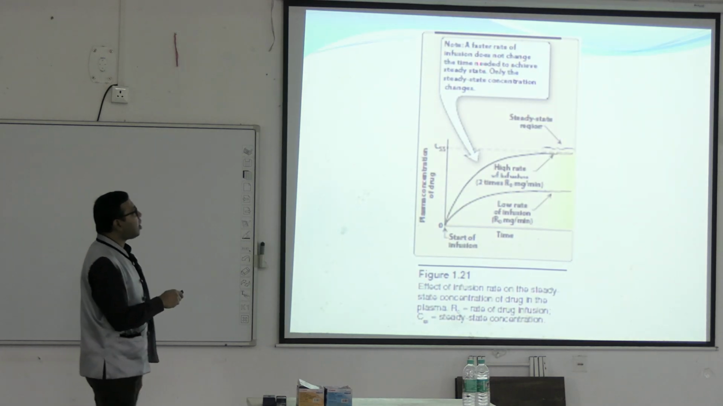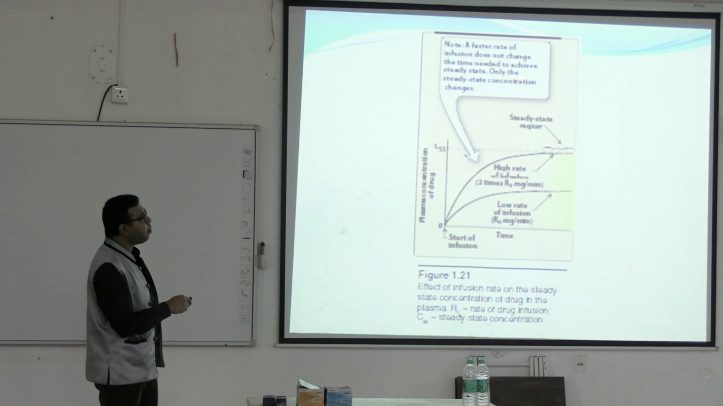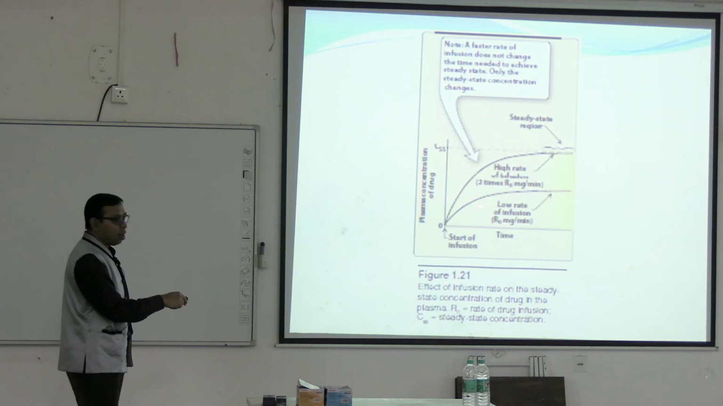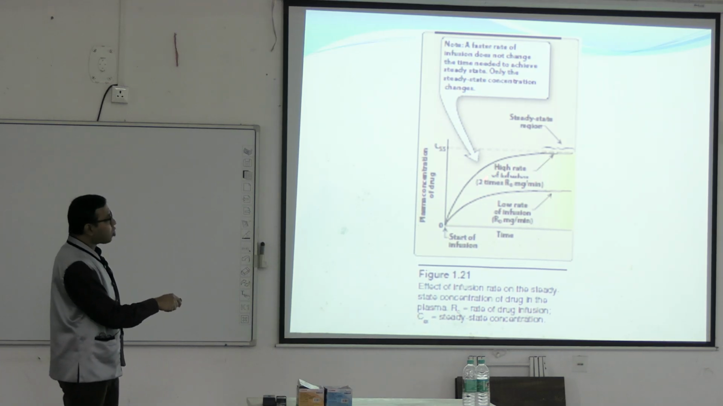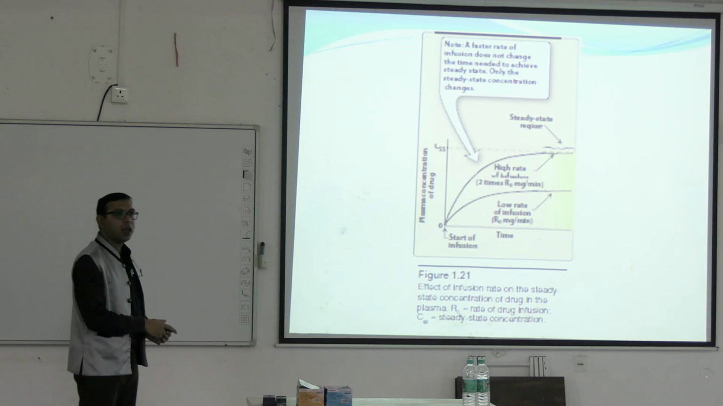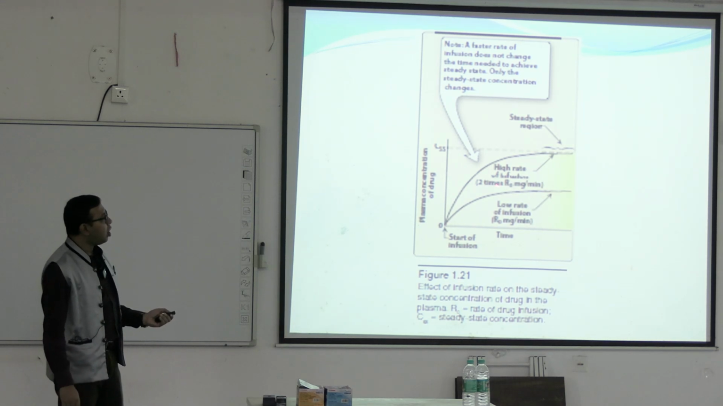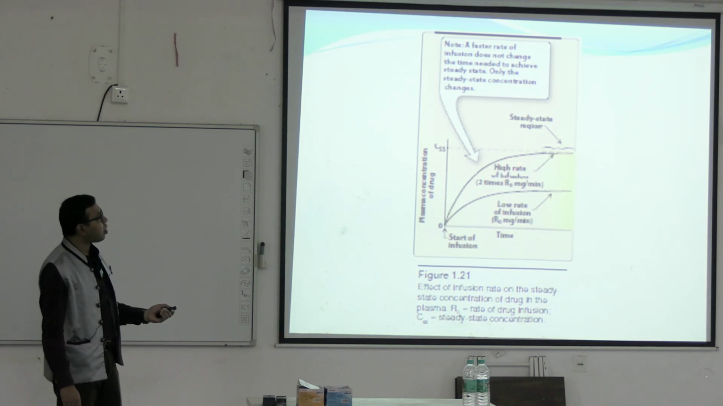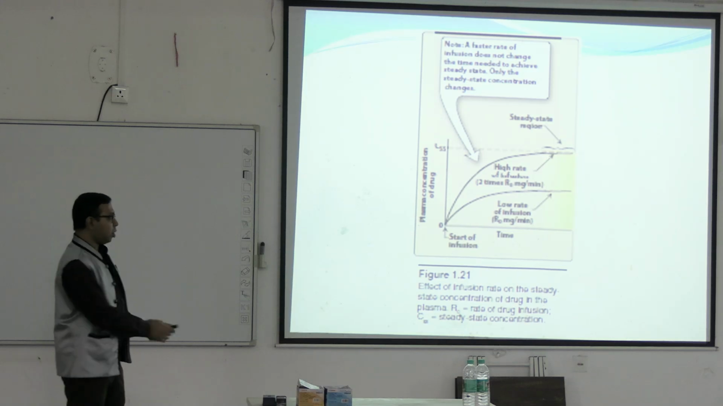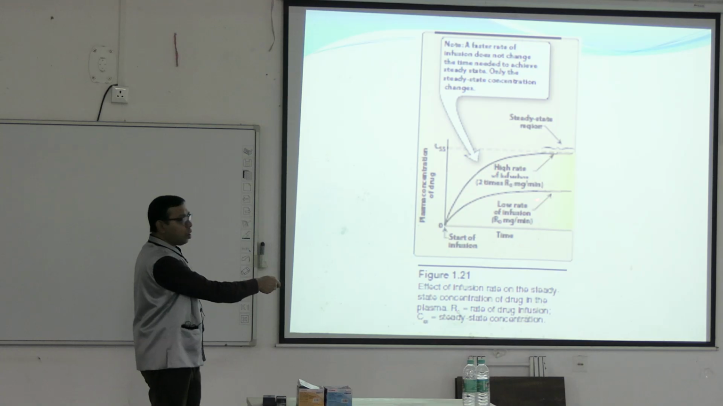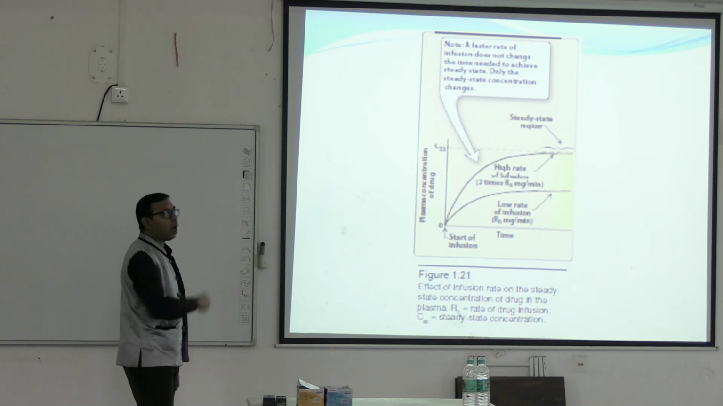A faster rate of infusion does not change the time needed to achieve the steady state, only the steady state concentration changes. When we are giving a low rate of infusion, this is in contrast to a high rate of infusion. Ultimately it does not change the time needed, but only the steady state concentration is changed. So the time will be the same, but the steady state plasma concentration is lower when given at a low rate in comparison to the high rate.